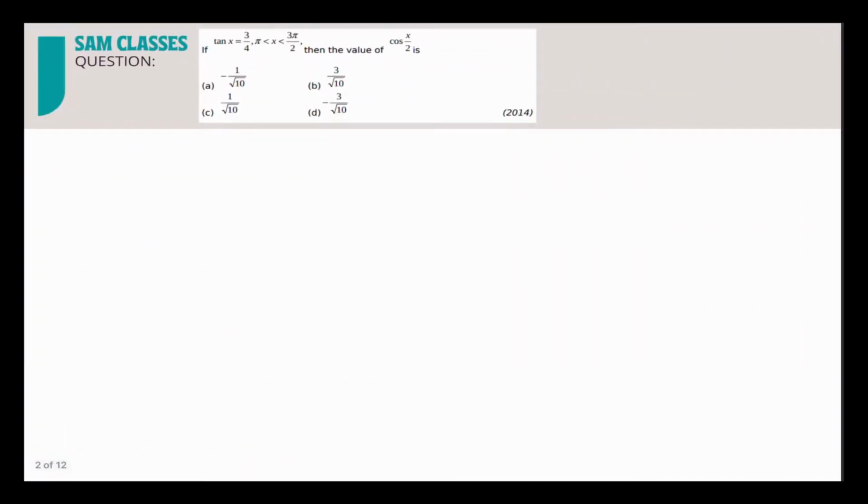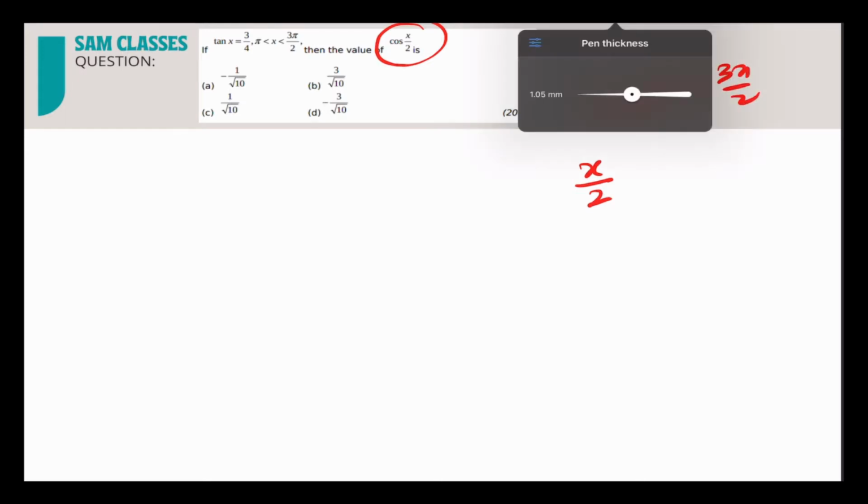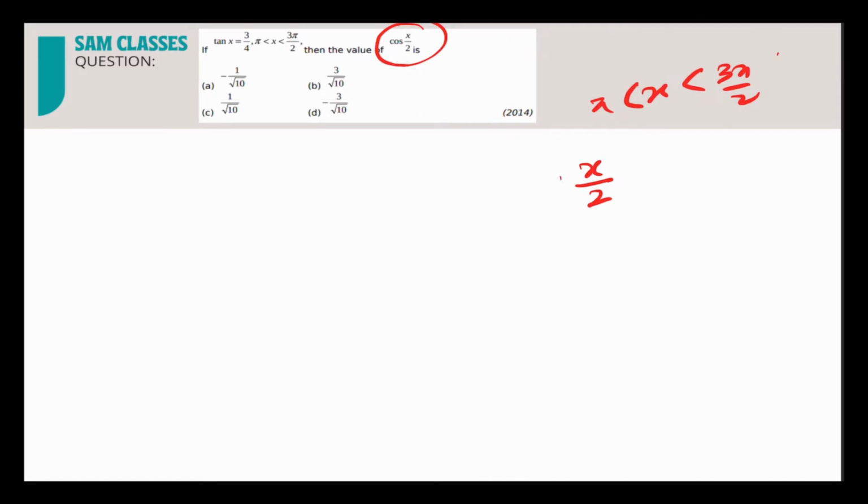Now if you see the first question, okay, tan x equal to 3 by 4, x is lying in pi to 3 pi by 2. So we can say it is lying in which quadrant? Second quadrant. So let's check for x by 2, because we need x by 2. So x was lying from pi to 3 pi by 2. So if I divide it, what I'll get? X by 2 will be lying from pi by 2 to 3 pi by 4.